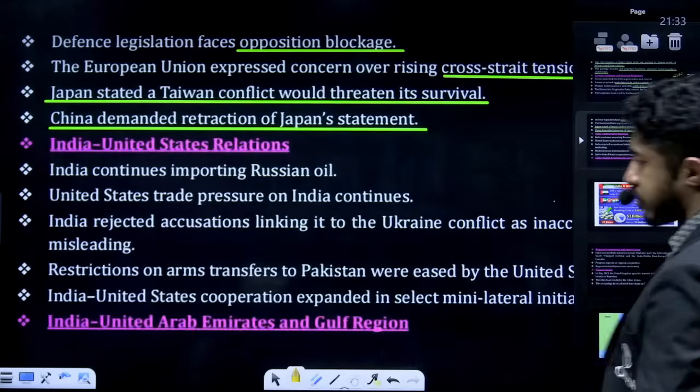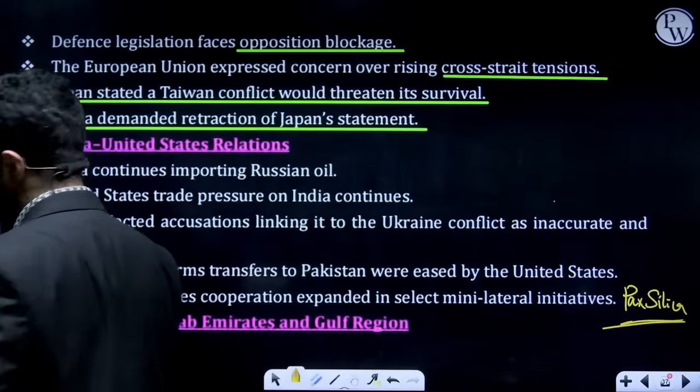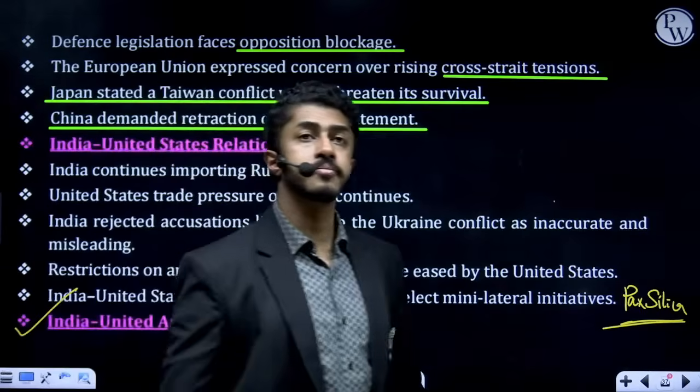So we have to continue from India, UAE and Gulf region. All right.